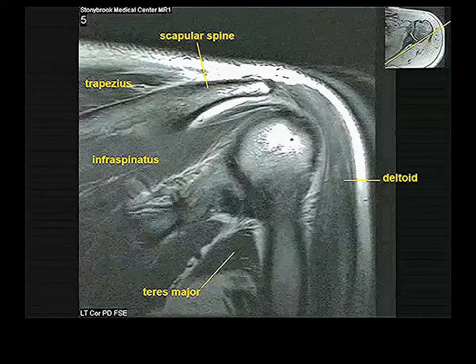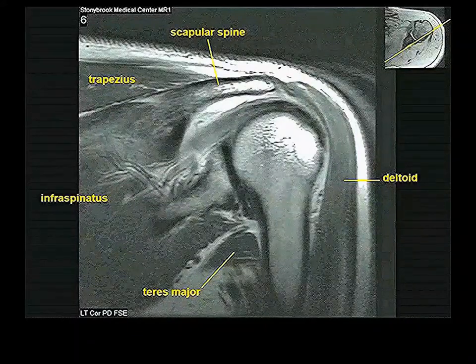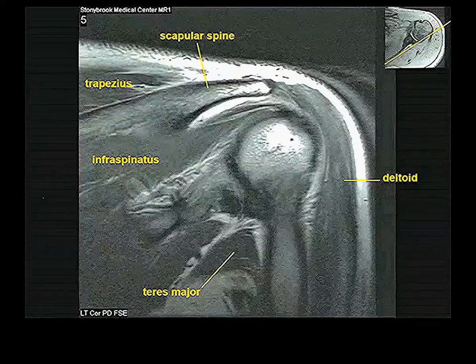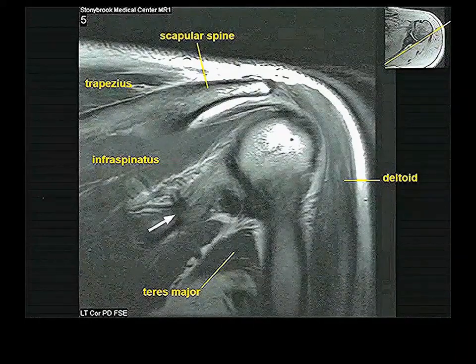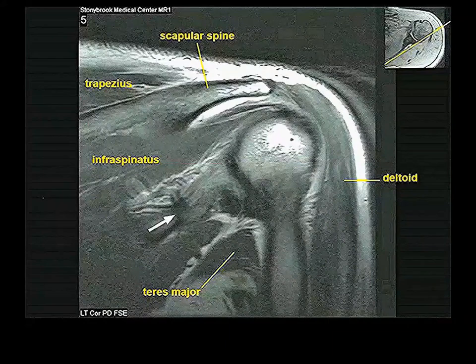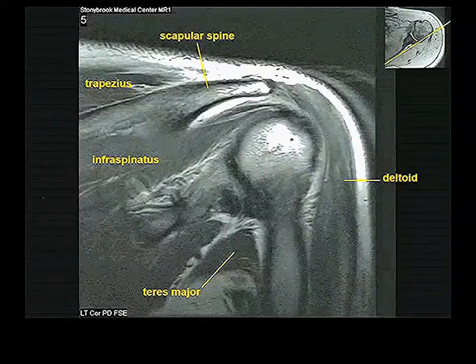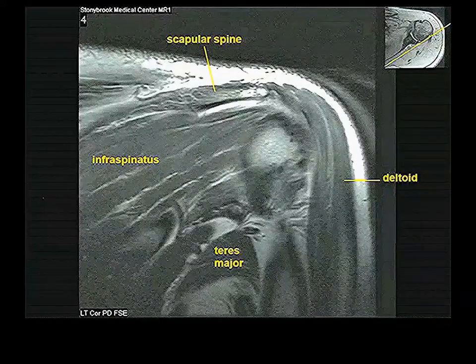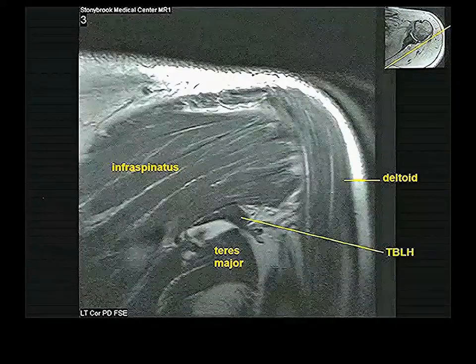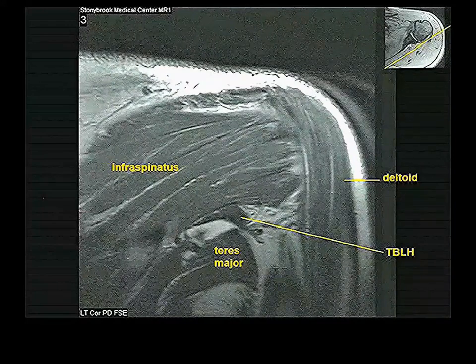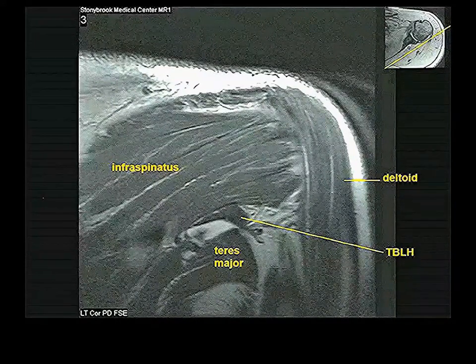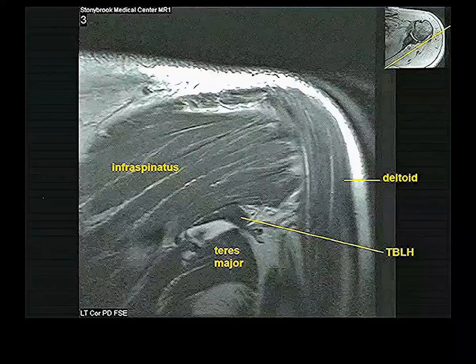Here, actually, all right, let's go backwards. I don't know. Right here, probably, is the circumflex scapular artery. That would be my guess. But I don't know. And then we just head backwards till we have only infraspinatus and the deltoid, teres major. And finally, the origin of the triceps long head.